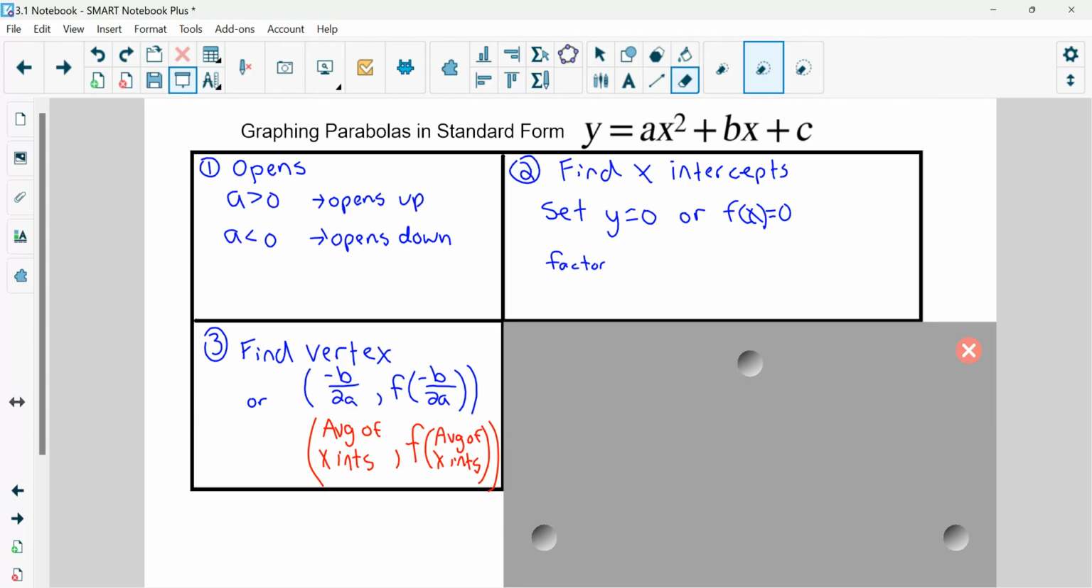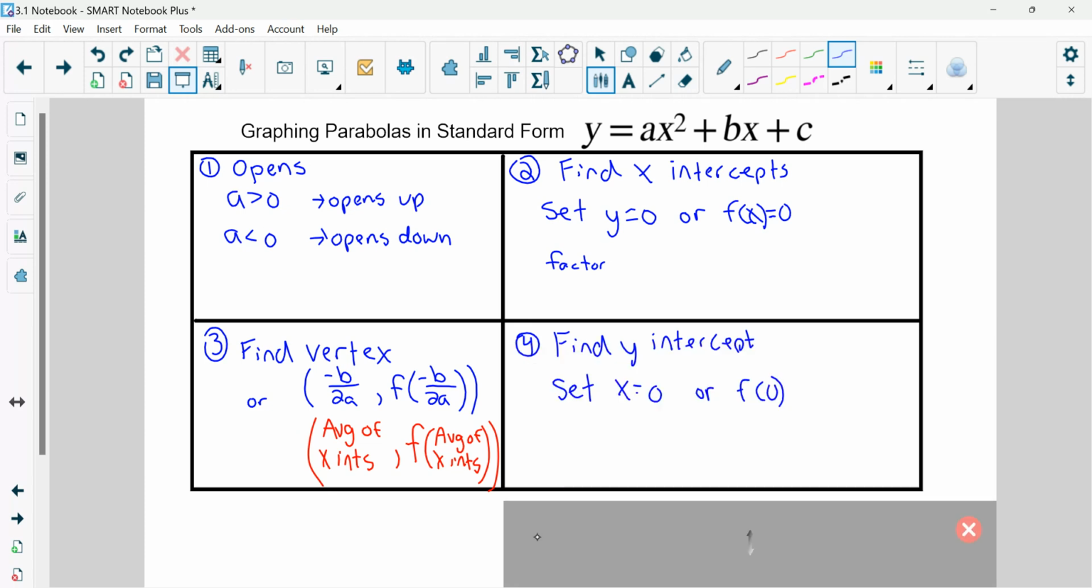They're not much different. And then the last thing you want to do is find the y-intercept, which is setting the x equal to 0 or finding f of 0.